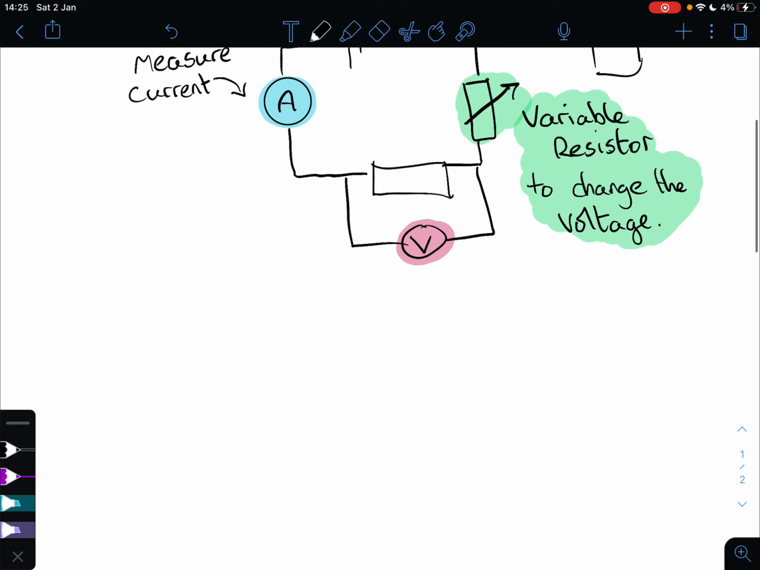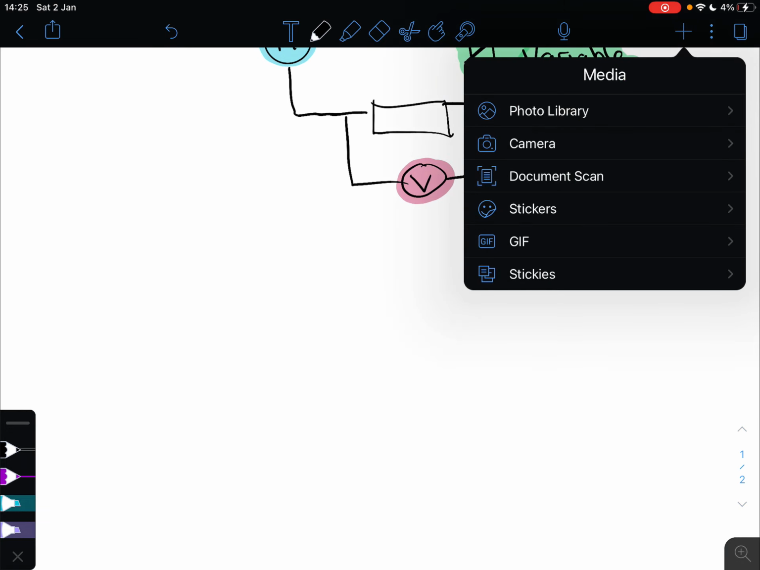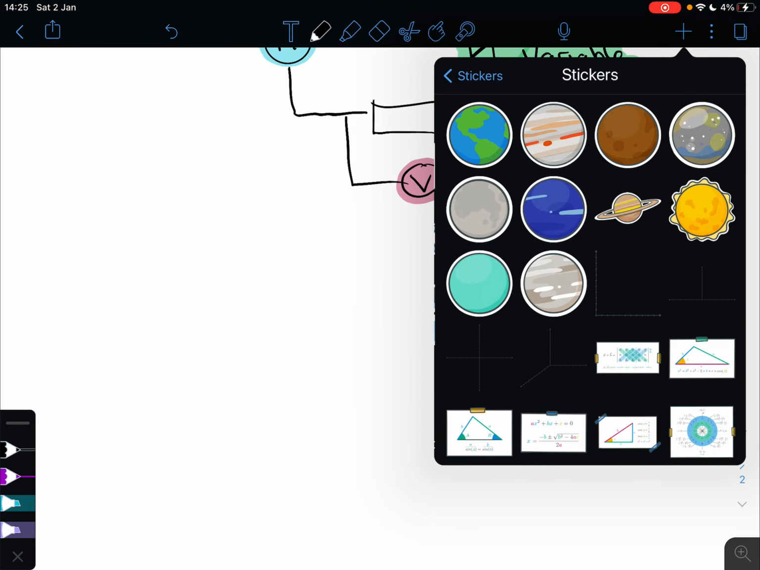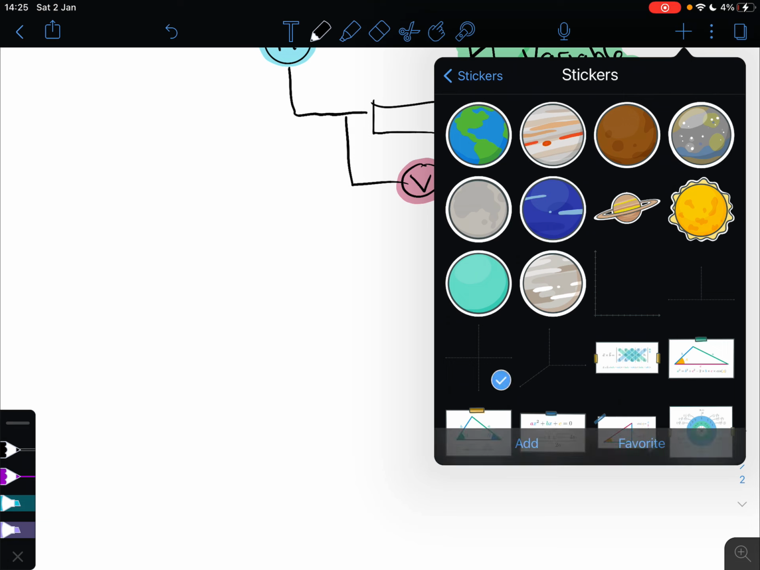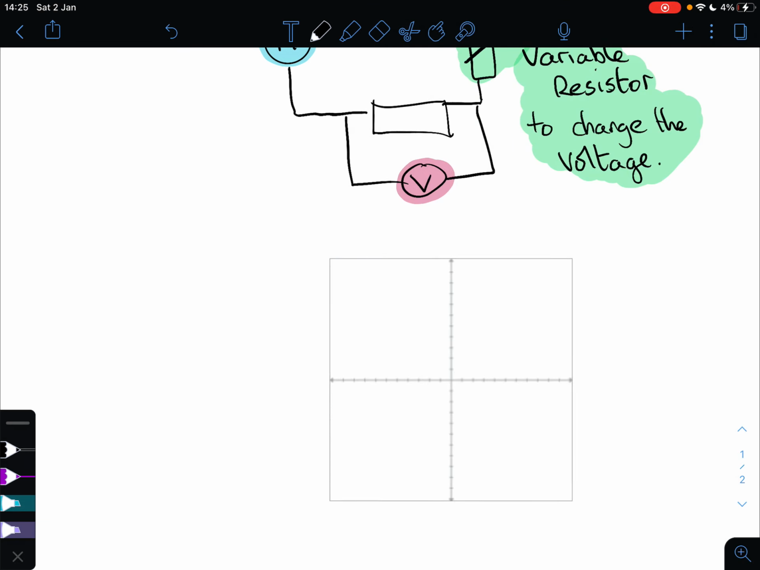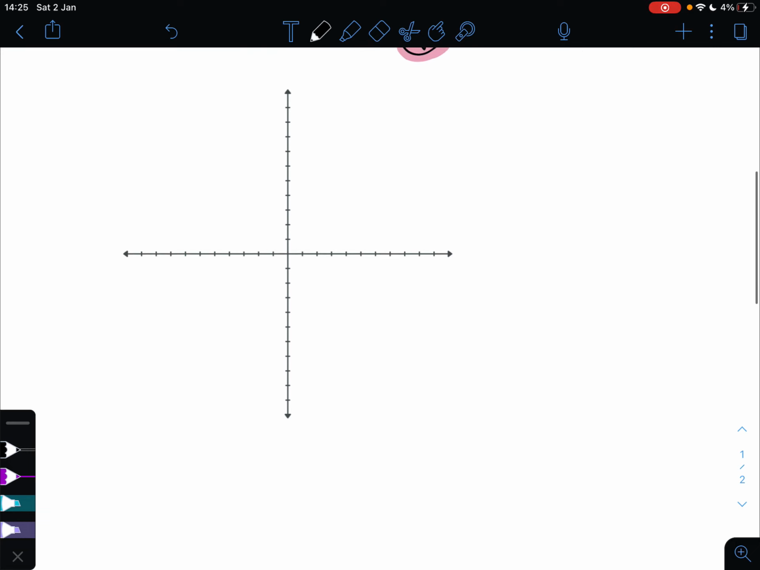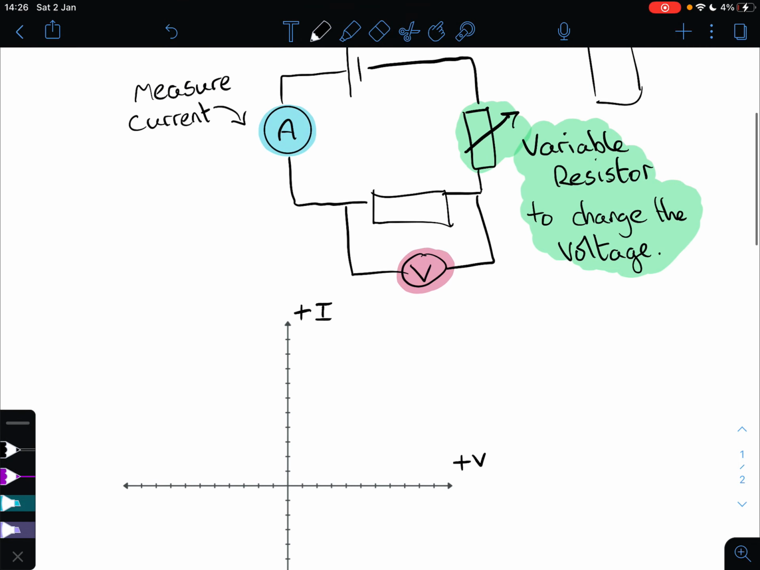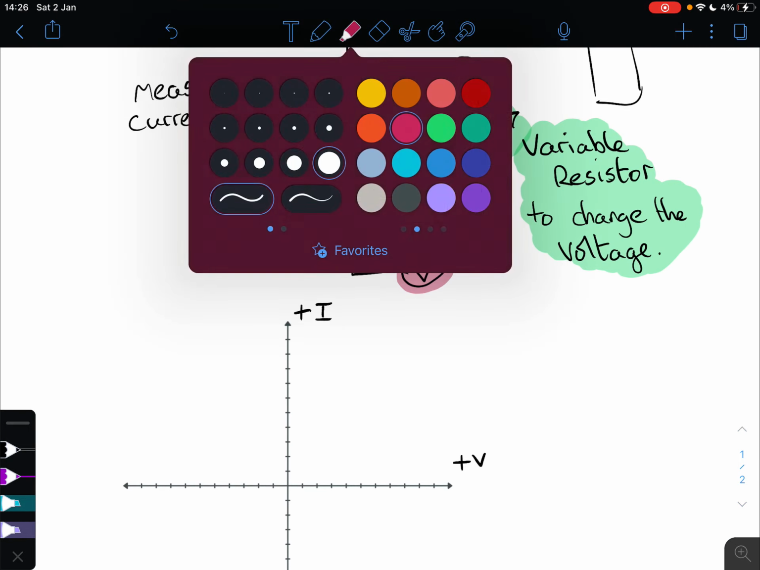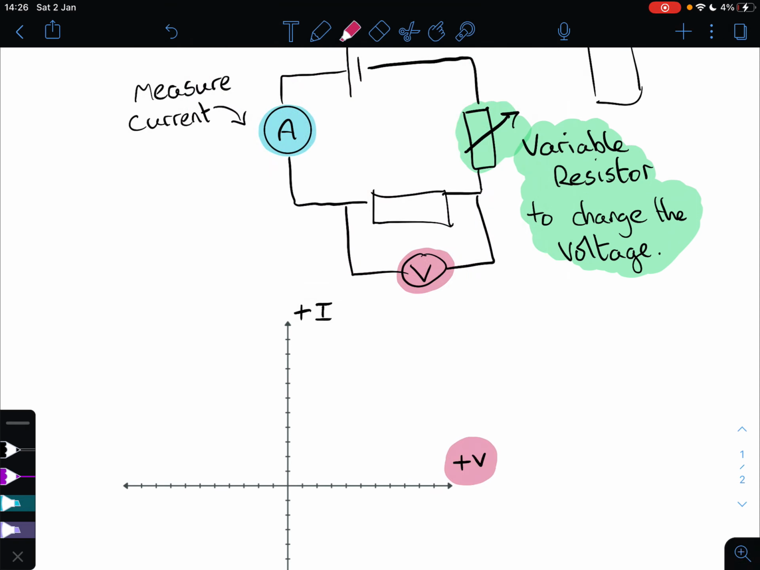So let's have a look. What would we get? Well, I've just downloaded this new pack, so let's give it a go. I'm going to insert a graph looking like this, and I'll explain why it's not the normal type. Here I'm going to label it plus voltage, and here I'm going to label plus current. Now you remember the symbol for current is I. I'm going to put a little bit of colour on it just to link them. There's my voltage and there's my current.